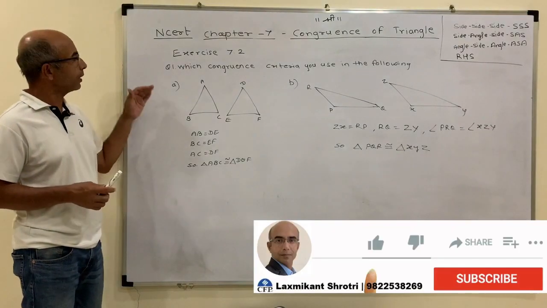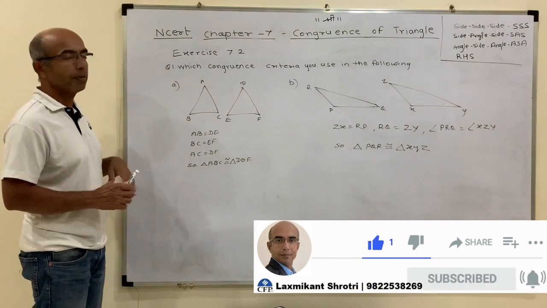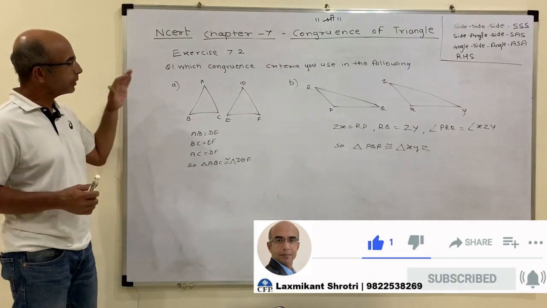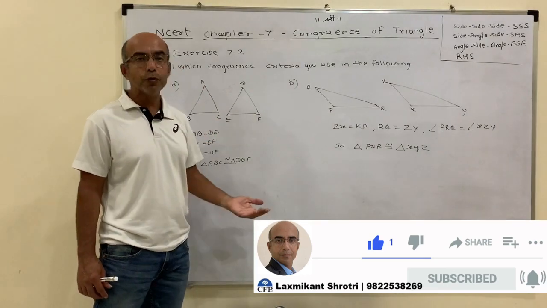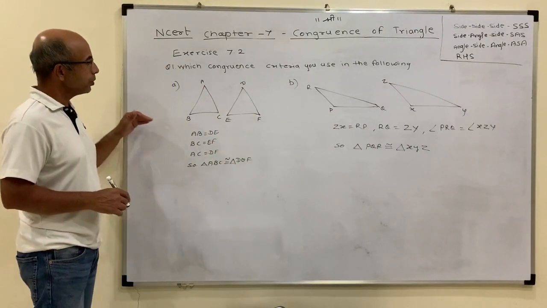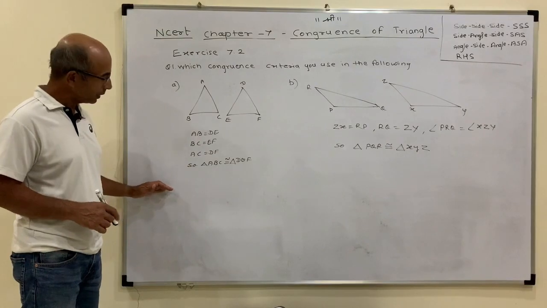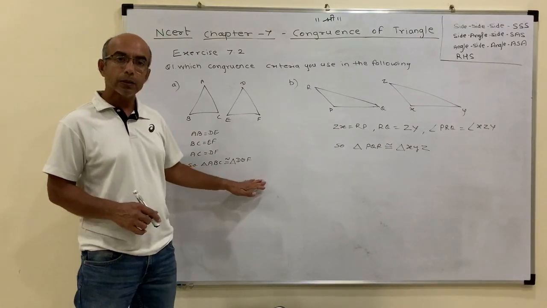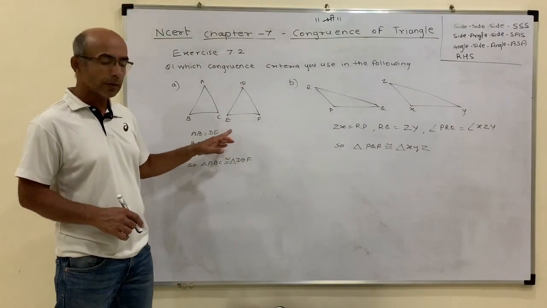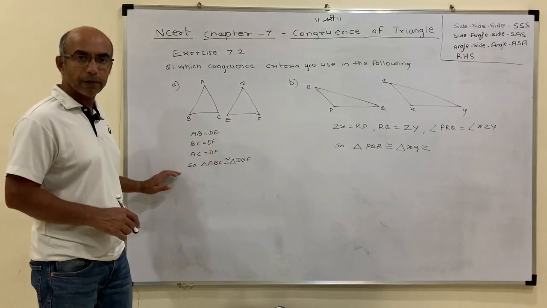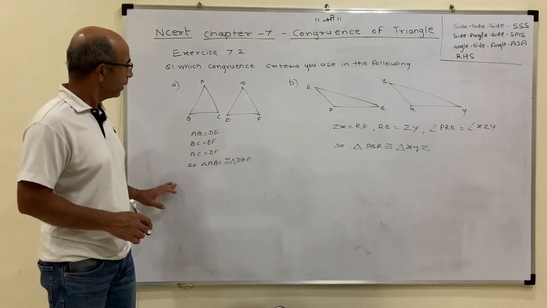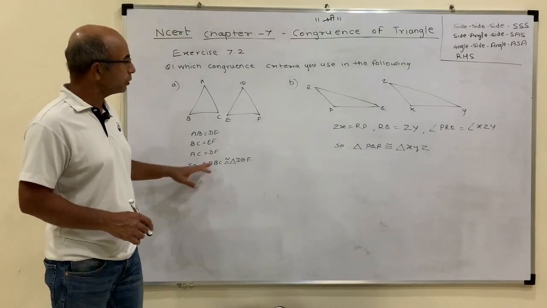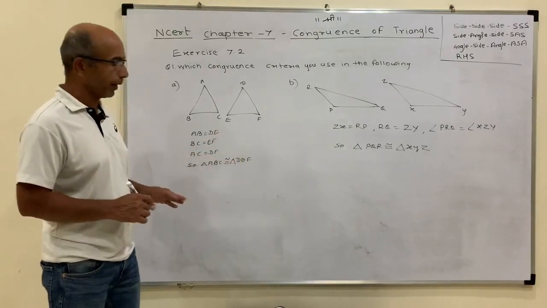Now in this chapter we will be solving exercise number 7.2. Question 1 says: which congruence criteria do you use in the following? They have given the information and shown that two triangles are congruent, and we need to find which rule applies to prove them congruent.